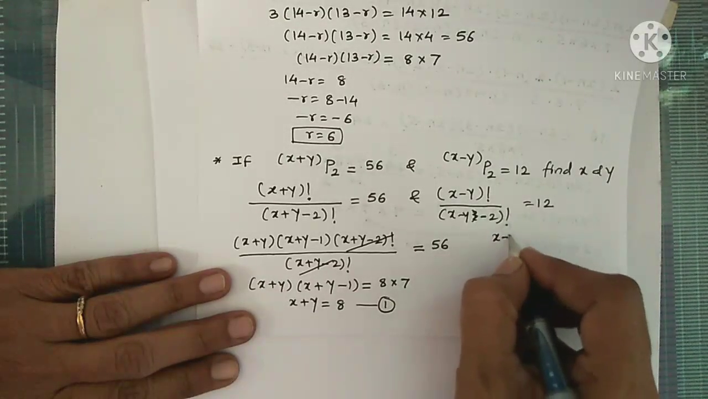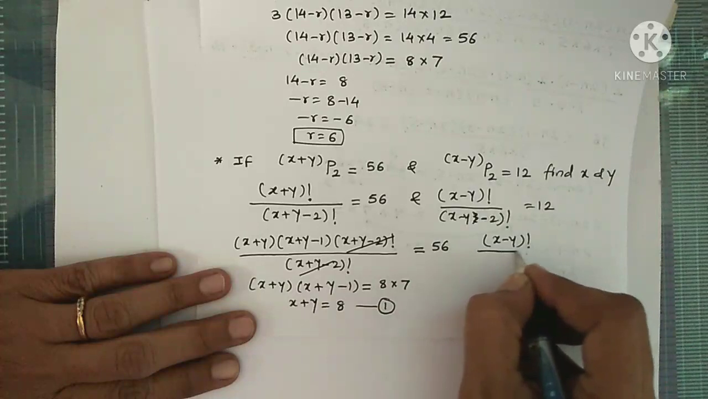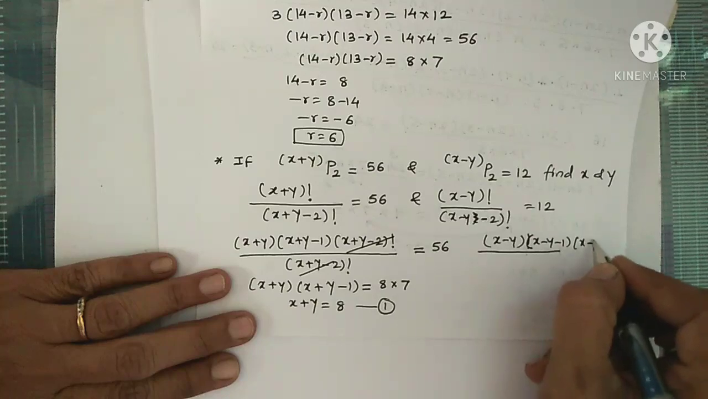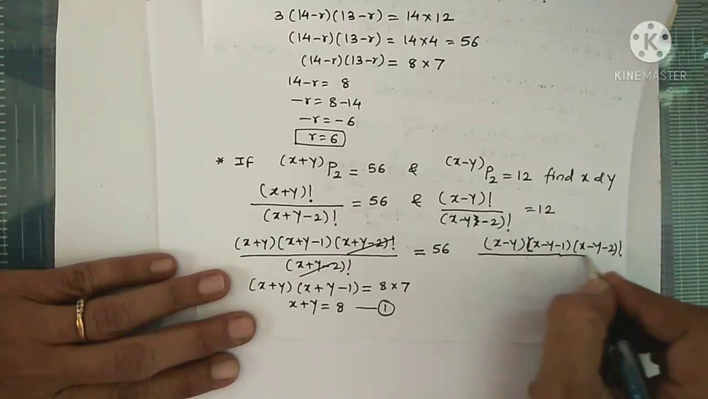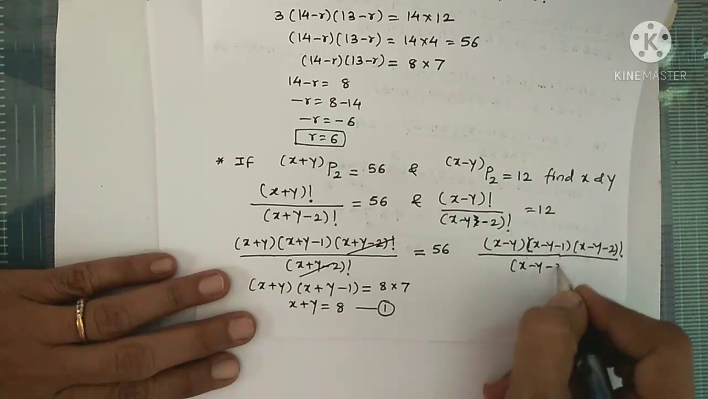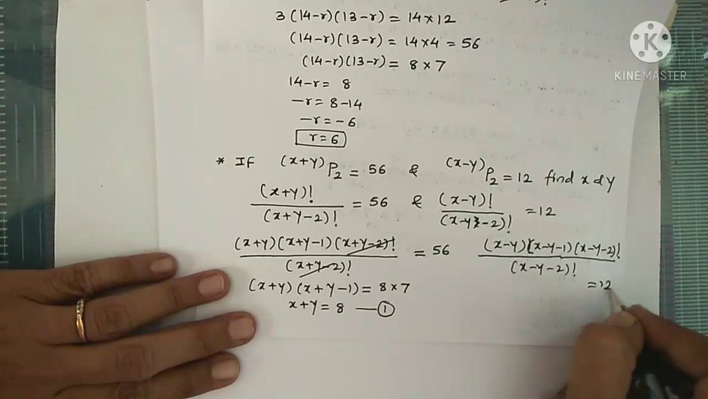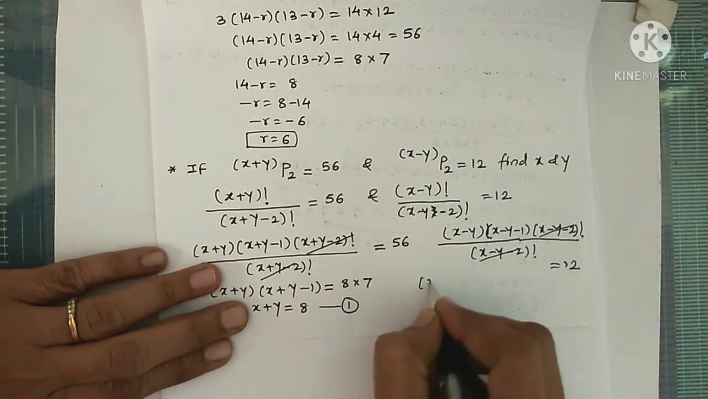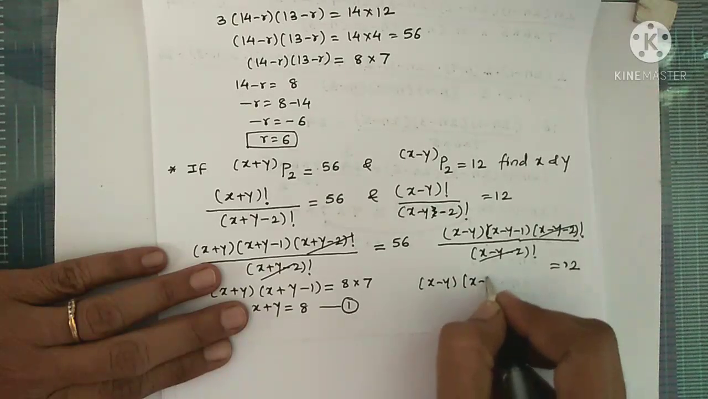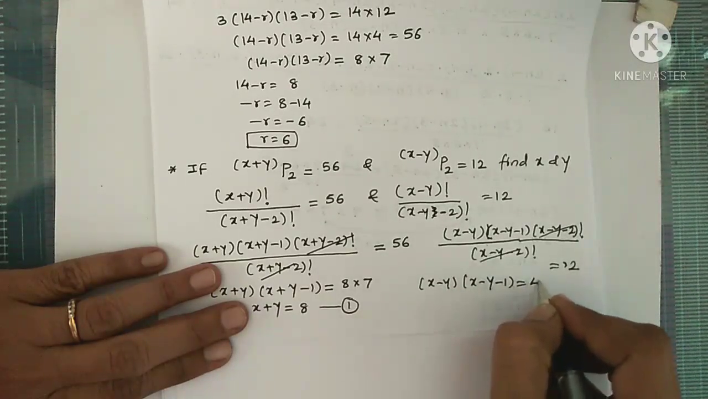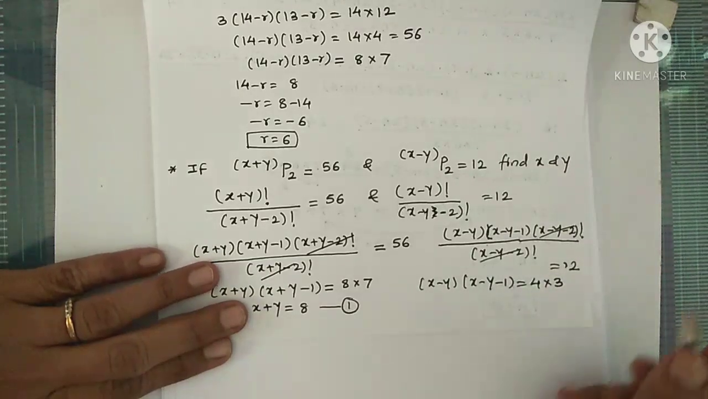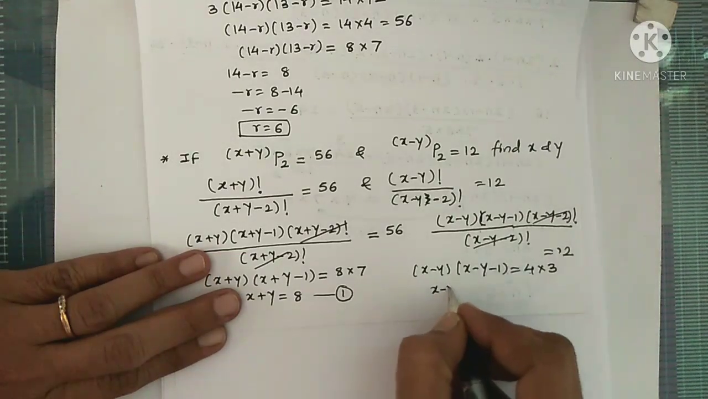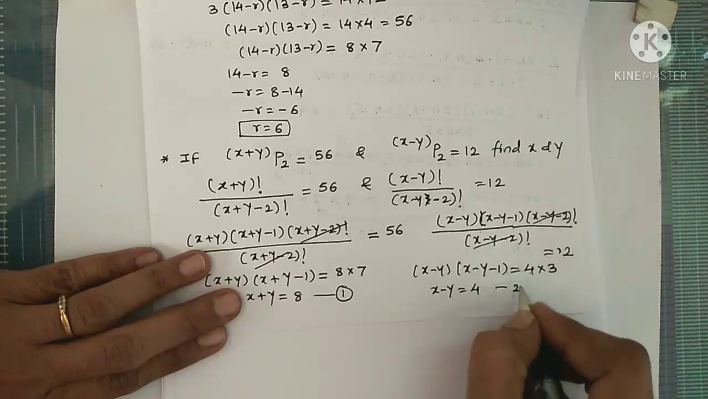Now here also, this is (x minus y) factorial. Let's write it as x minus y, then x minus y minus 1 and (x minus y minus 2) factorial, divided by (x minus y minus 2) factorial, value is 12. So this (x minus y minus 2) factorial gets cancelled, and we have (x minus y)(x minus y minus 1). Now 12 we can write as 4 into 3, the product of consecutive natural numbers, and we have to write the bigger number first. So we have one more equation, x minus y equal to 4.